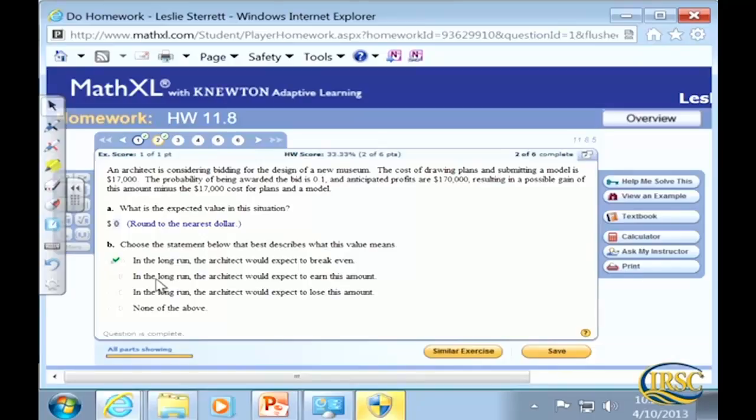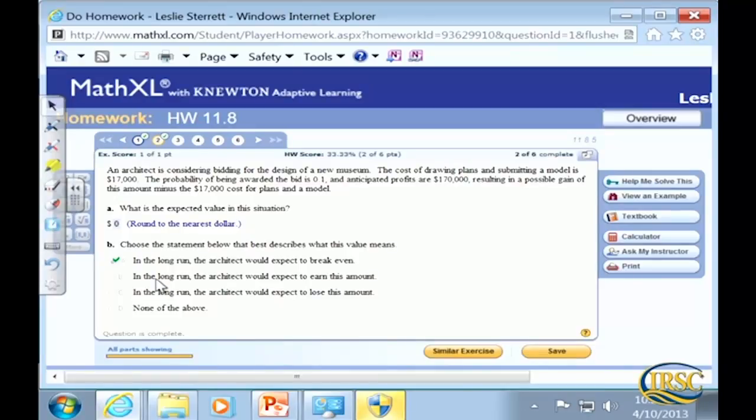So this means that if this architect continues to bid on these huge jobs, it's a huge job, okay, a museum. It's got a high risk, okay? There's not a lot of museums being built these days, right? So the probability that he gets the job, there are a lot of architects, not a lot of museums, is just 0.1. But at least he would break even on this job. So he would earn what his costs would be.